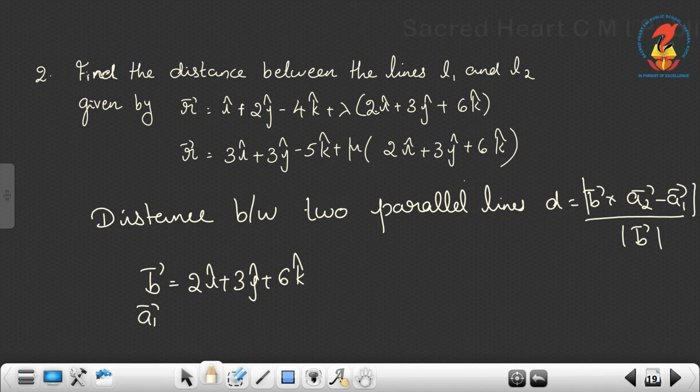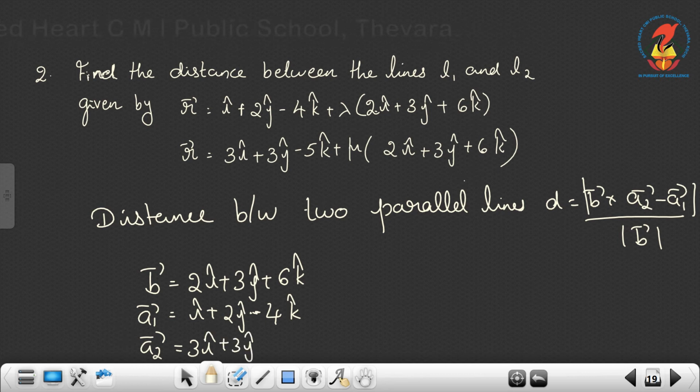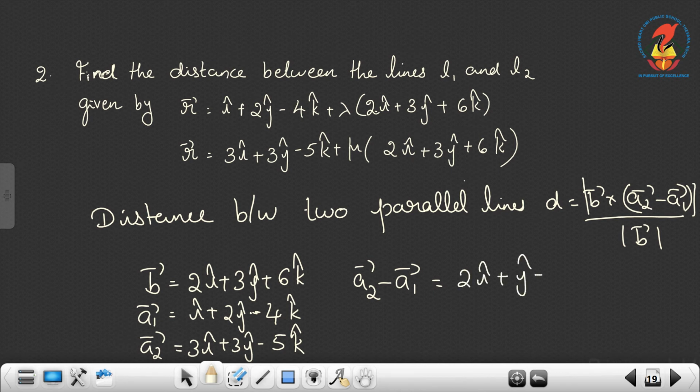Now A1 and A2. A1 is the first part of the first line. A2 means the second line's first part. Okay. Now find A2 minus A1. A2 minus A1 is equal to 2i plus j minus k.